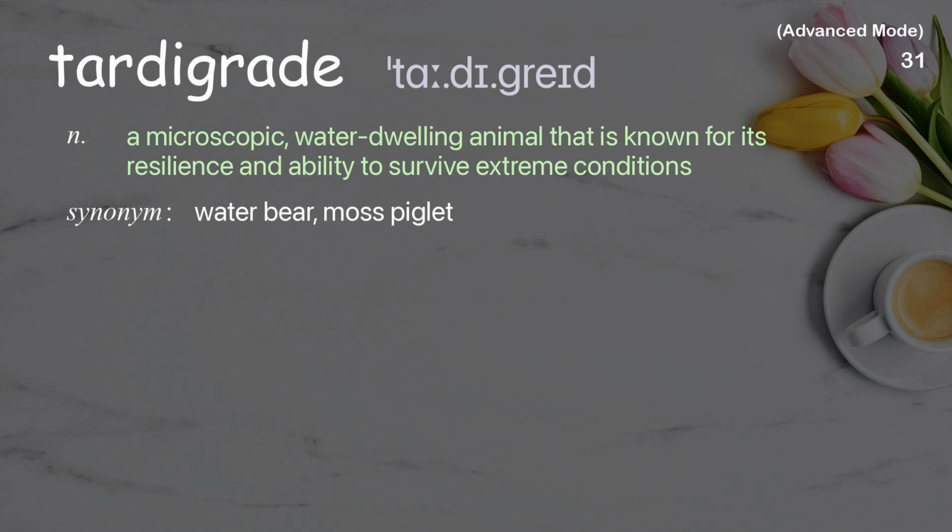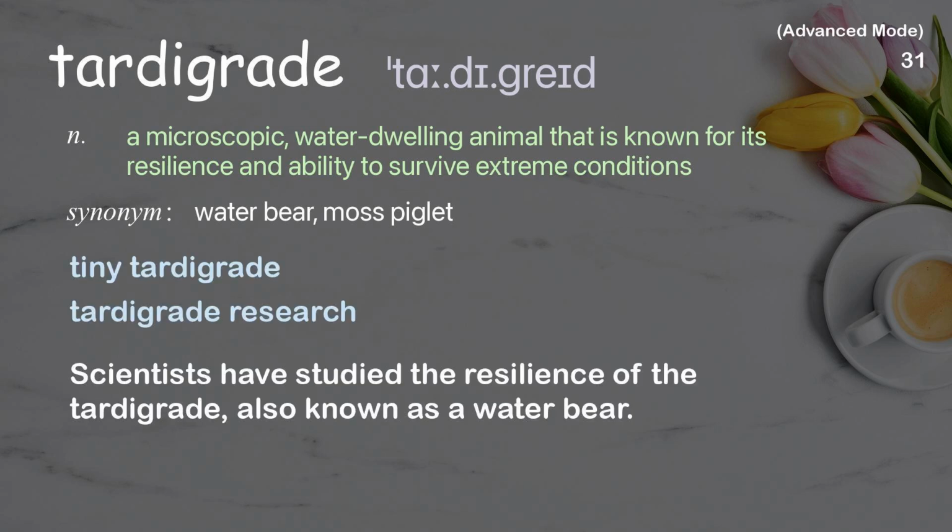Tardigrade. A microscopic, water-dwelling animal that is known for its resilience and ability to survive extreme conditions. Examples: Tiny tardigrade, tardigrade research. Scientists have studied the resilience of the tardigrade, also known as a water bear.